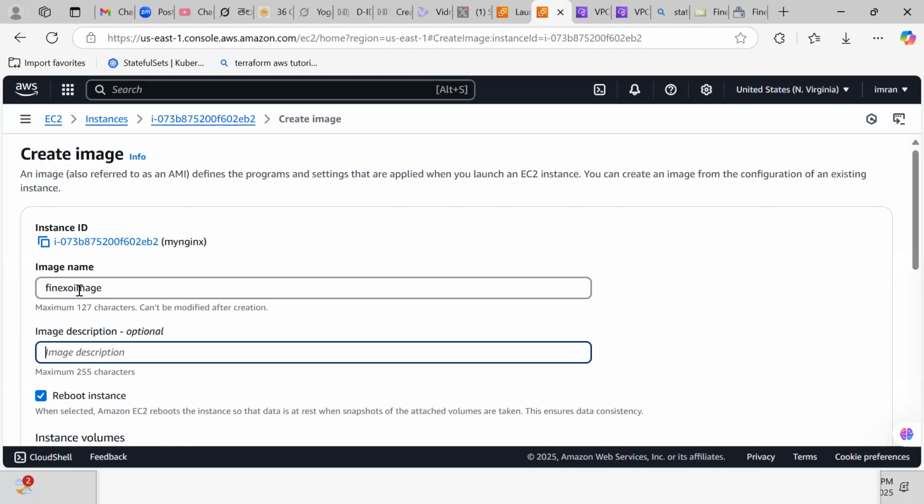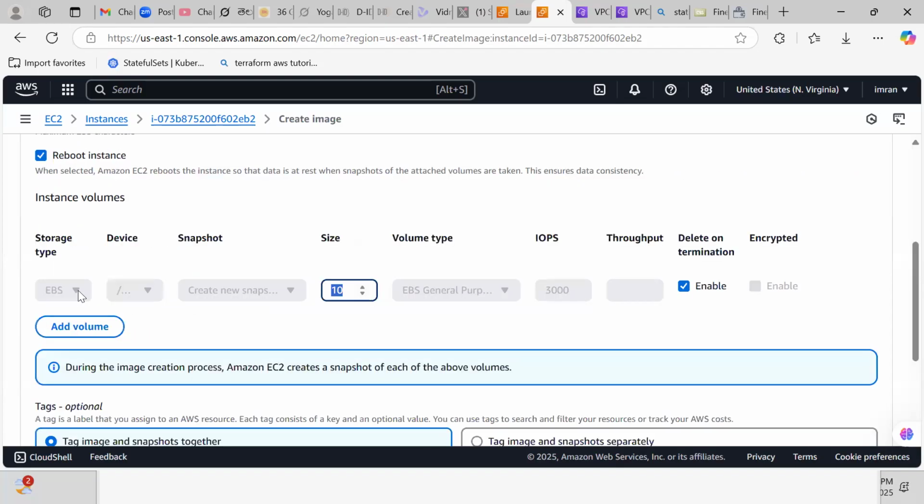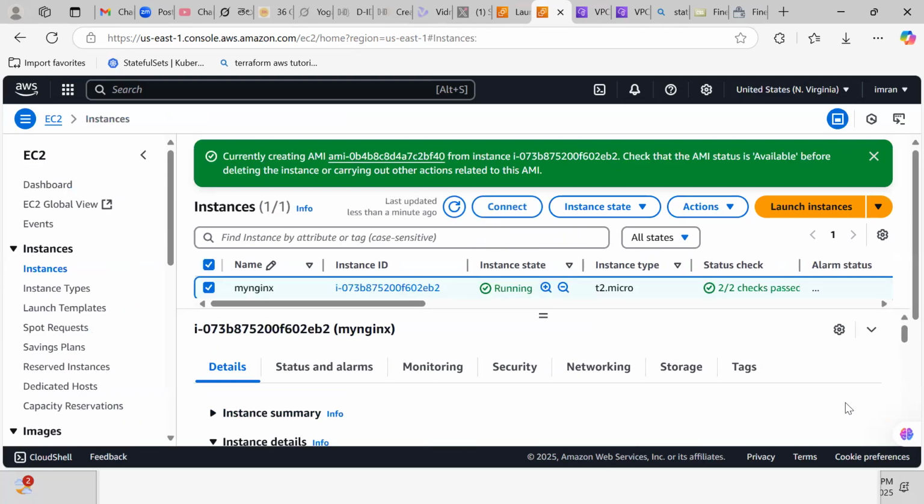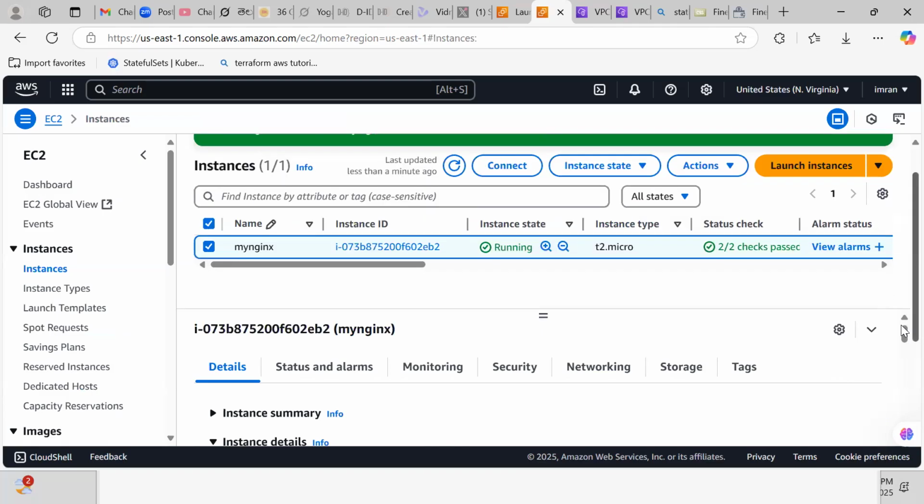I'm giving the image name Finexo, with Nginx and the Finexo app we have, and 10 GB I have given for the Ubuntu. Then we can give the tags also, optionally. I'm going to create that. Sorry, I'm converting it into an AMI.